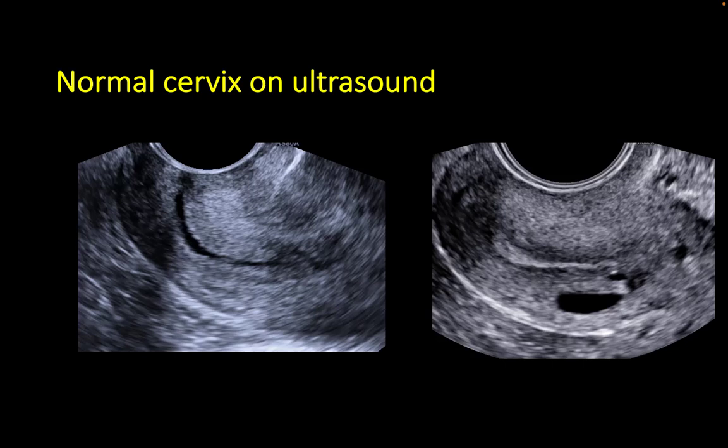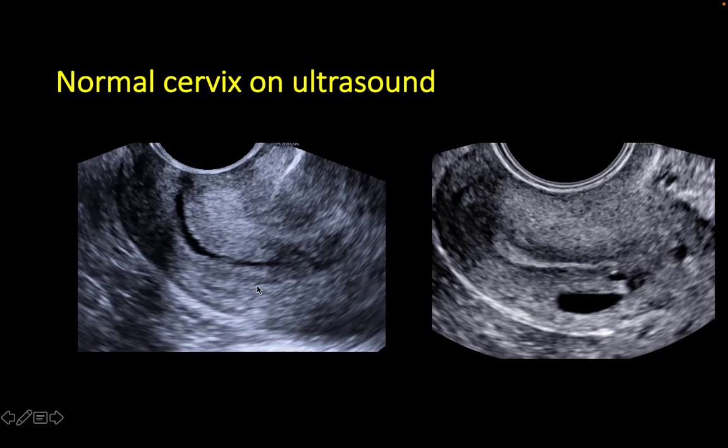Now, again, before we understand the appearance of the abnormal cervix on ultrasound, it's important to spend some time to understand how the cervix looks normally on ultrasound. Please remember, the best modality to assess the cervix is transvaginal ultrasound, and you will only see transvaginal ultrasound images during the course of this presentation, because that is the way to go.